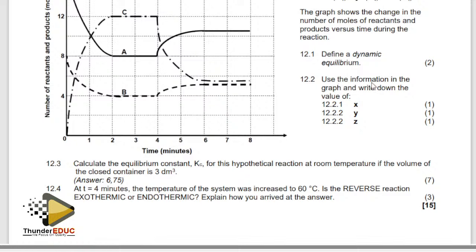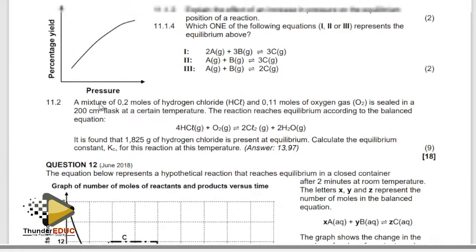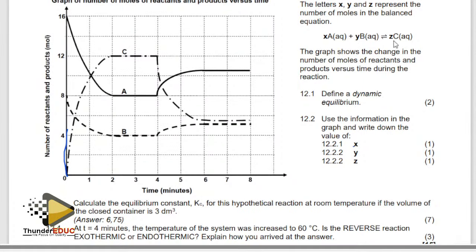Okay. Use the information. Define this. What is x? At 2 minutes, x, y, and z. What is x? So this is a product, and these two are reactants. Did they give you the equation? Okay. This is the product. This is definitely z, and then these two are reactants.